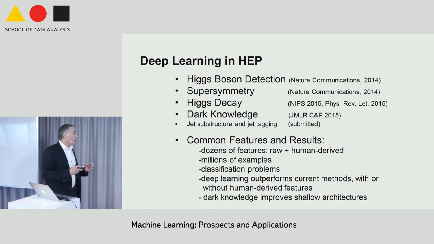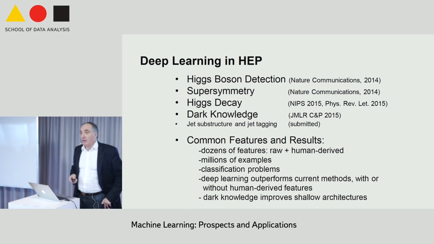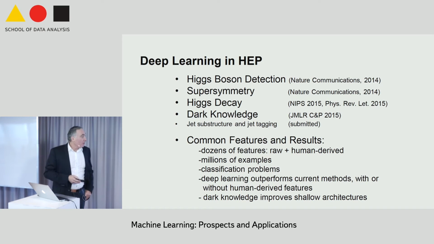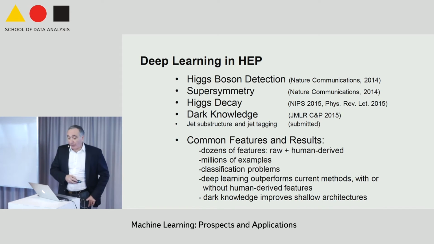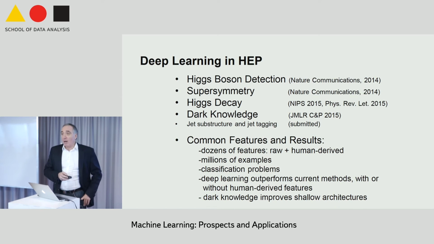You have very well-defined data. These are real vectors of length 30, 40, something like this, depending on the problem. So we can generate data. The physics is well understood. So you have a simulator, if you want, where you can generate data, or you can use data from CERN if you have access to their data. So we have millions of examples. It's a classification problem.